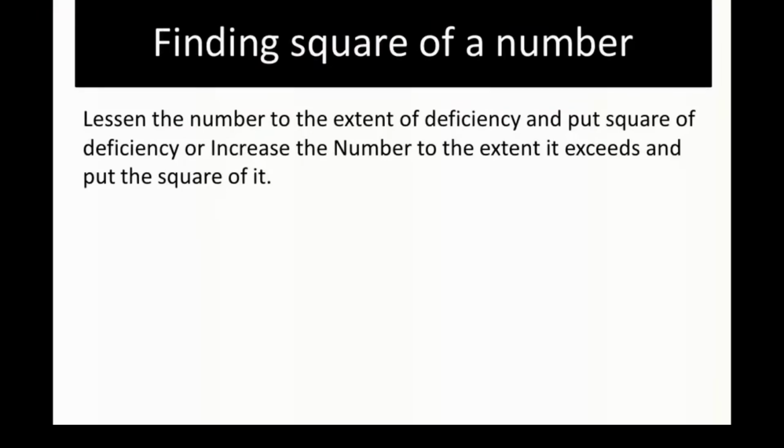Let me keep the calculator aside so that you can see the numbers: 482 into 494 is 238,108. That is our answer. So this works for all cases. Now the base is 500. You can try with any other number applying the same principle.